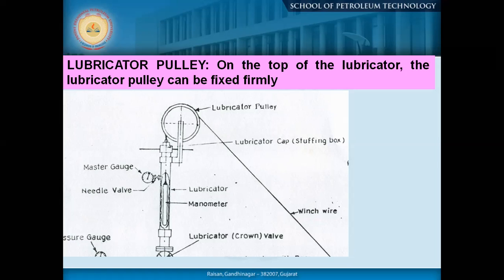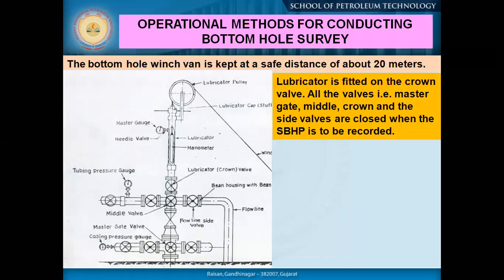Generally, what we do, we pass the wire through the pulley first. Here, two things: the pulley and the lubricator cap both. We are passing the wire through both, and then we are making the knot with the manometer. Now the next part is this part.